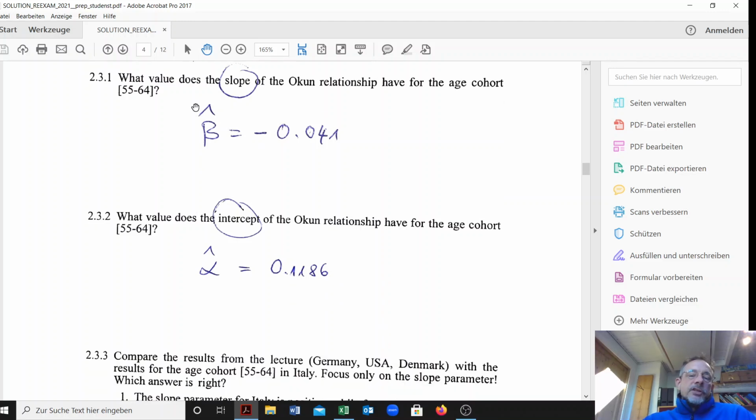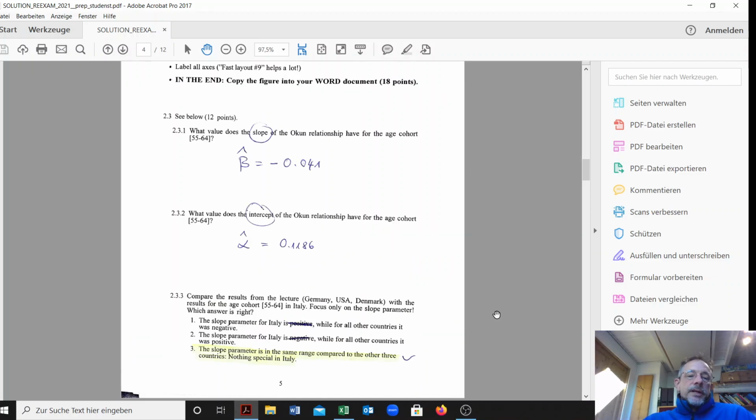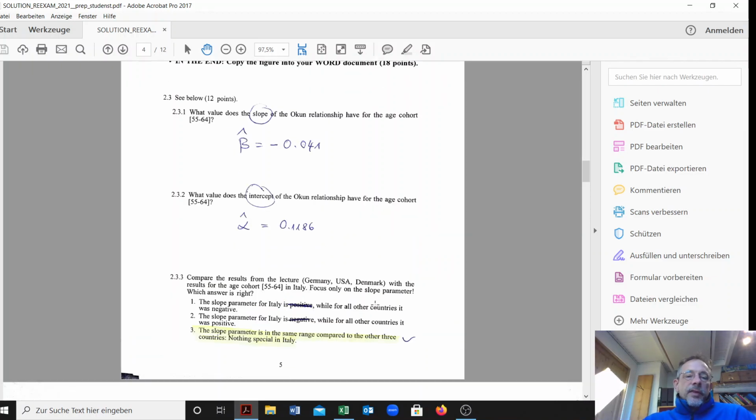We find this information in our scatter plot, and then we should compare the results to Germany, USA, and Denmark. And here, the third alternative is right. The slope parameter is in the same range compared to the other three countries. Nothing is special in Italy. So the slope parameter for Italy is negative. It's not positive. And the slope parameter for Italy is negative, while for other countries it was positive. Answer 2 doesn't make sense. So answer 3 is it.